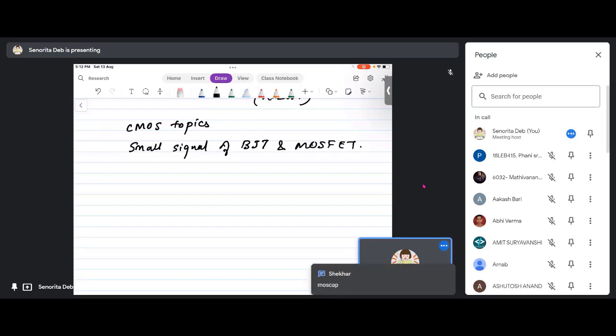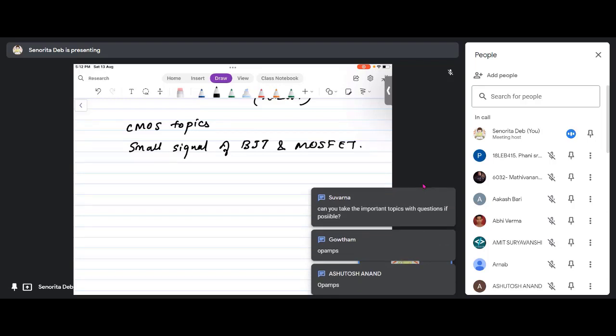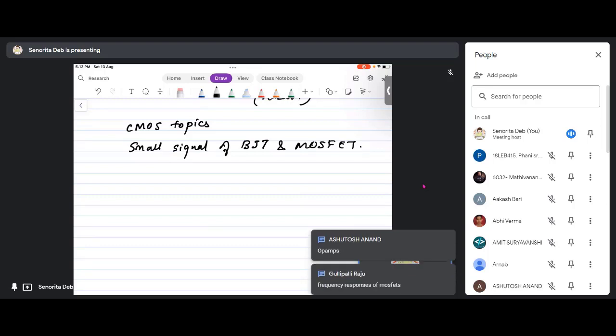MOSCAP, Shekhar. MOSCAP actually, if you see, from MOSCAP they ask very theoretical kind of questions. It has become a part of EDC, semiconductor theory, right? So if I keep on explaining the entire MOSCAP, I think it might not be a very good use of time.